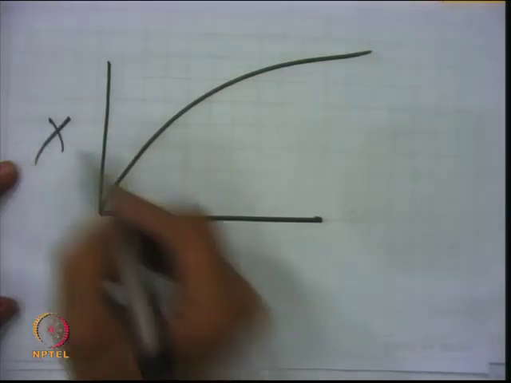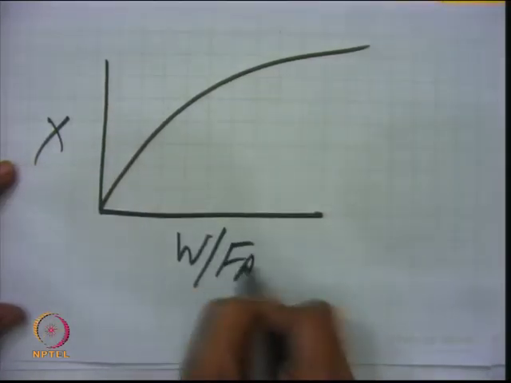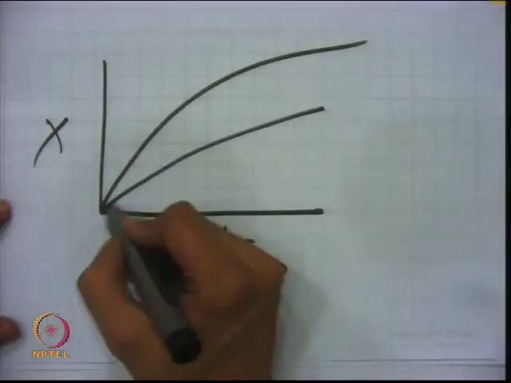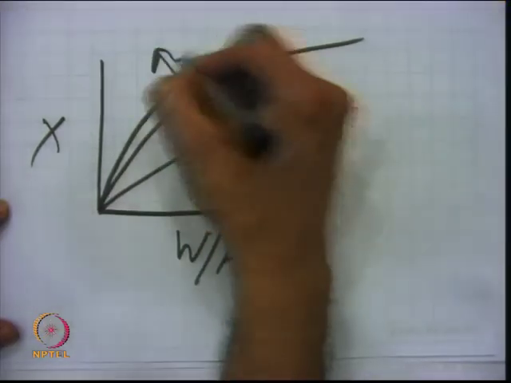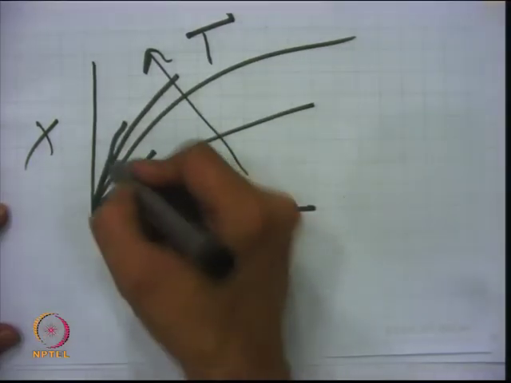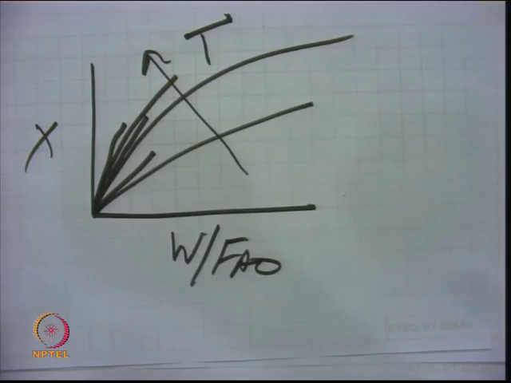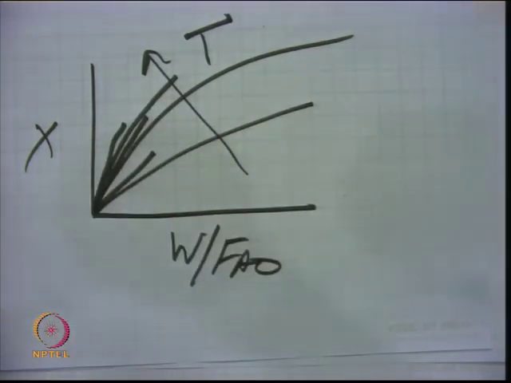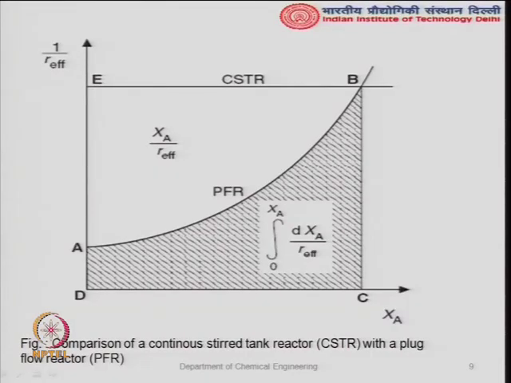This is simple conversion versus W by F_A0 data in a plug flow reactor, and if you do it at different temperatures, then the rate will increase like this, because the slope of this line at different points is your rate. The initial rate R_A0 will be at the initial slope. This is the conversion versus W by F_A0 data. If you plot 1 upon -R_A versus X_A, it will go like this, concave upwards.